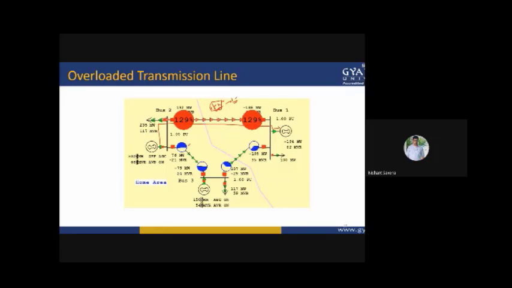That means this generator is consuming a large amount of real power. Look at this. This generator is consuming a large amount of real power. So this has to be avoided. The generator should supply the real power. Is this clear?